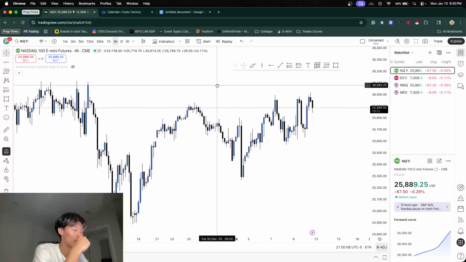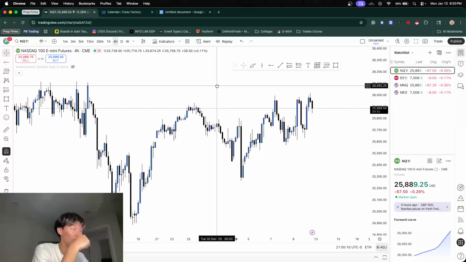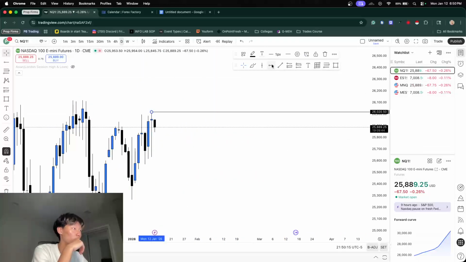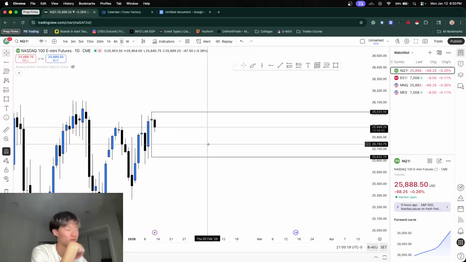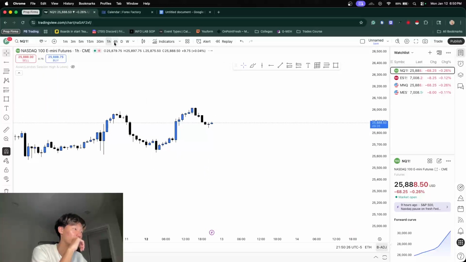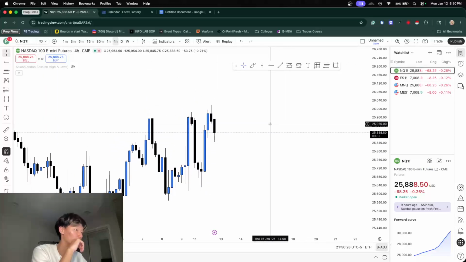And also, previous days' highs and lows, you can just go on the day and then just go boop, boop, and boop. That's your previous day's highs and lows. Yeah, I think that's pretty much that. Higher time frame liquidity is also very strong.